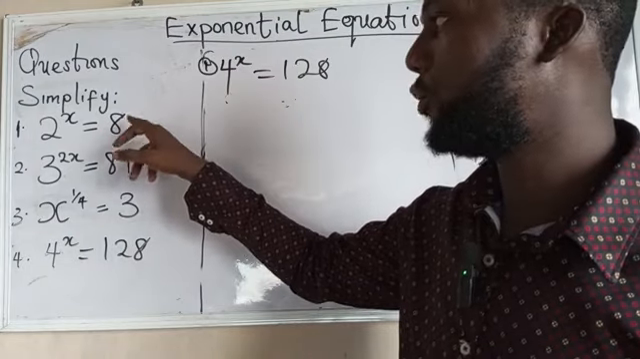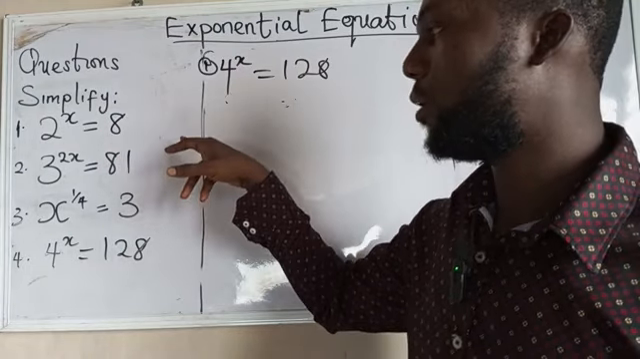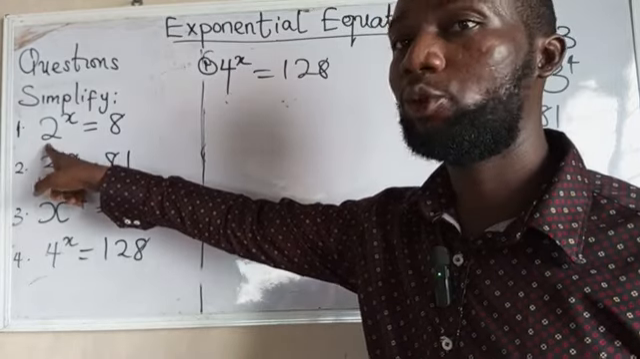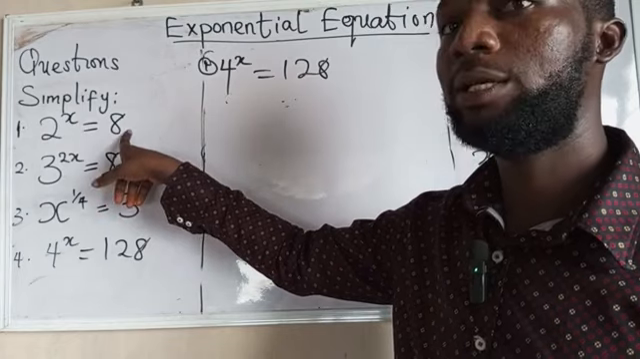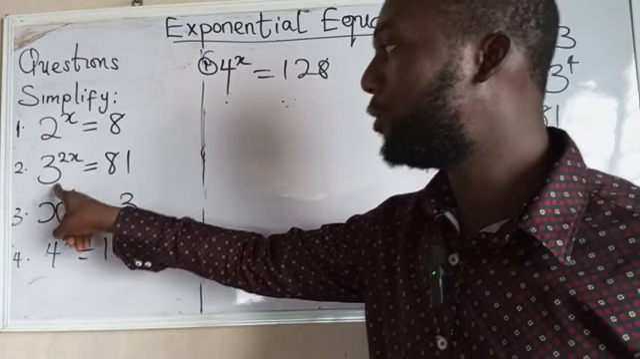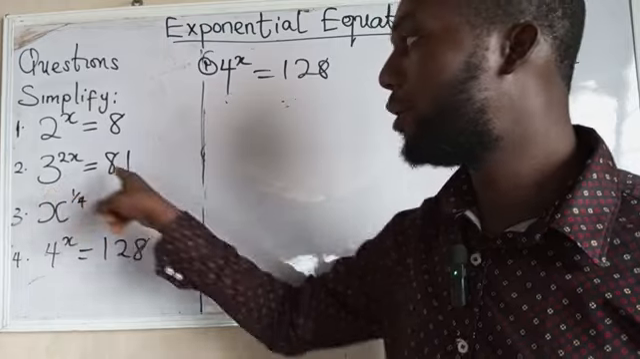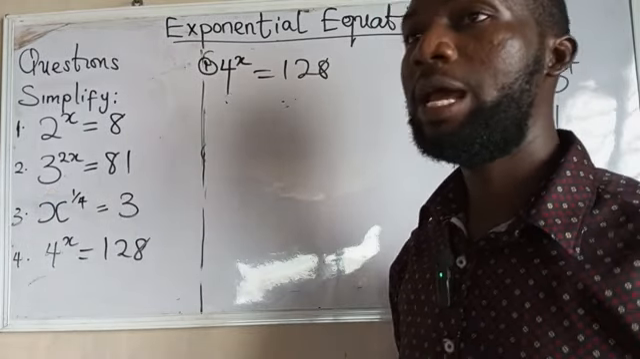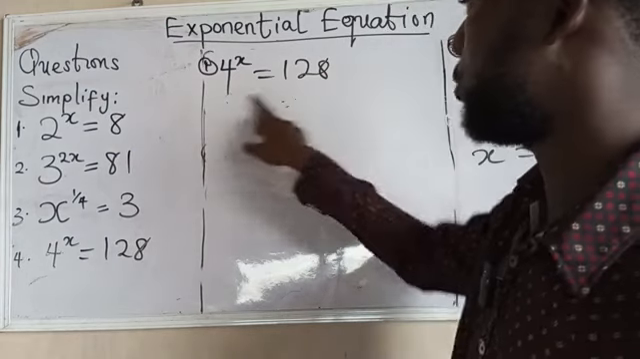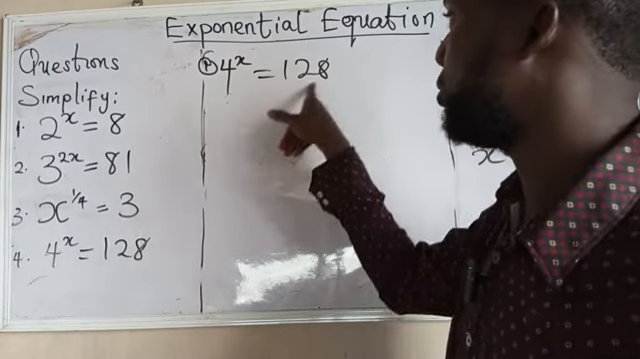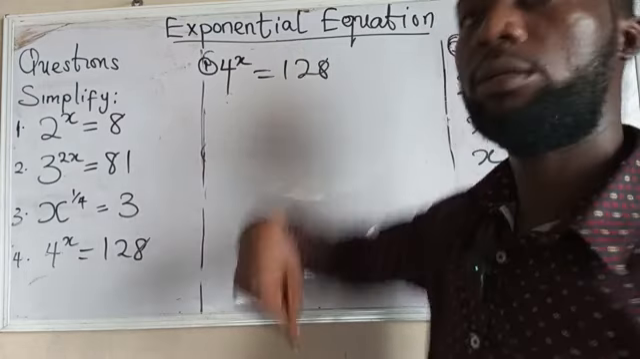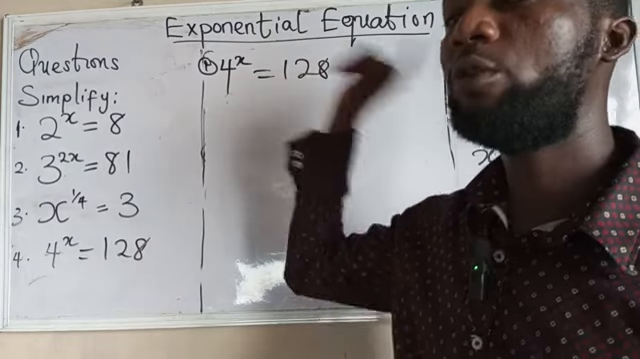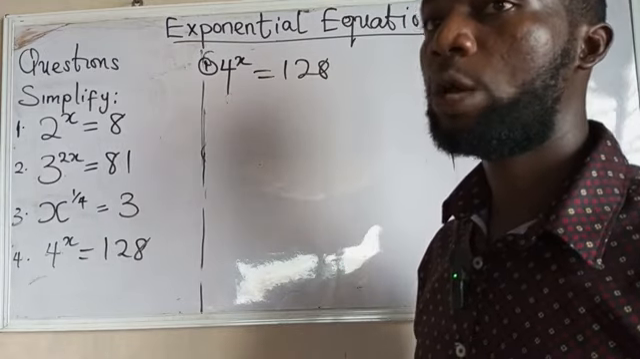Now, the method used for number 1 and number 2 was quite easy. Why? Because I know that the lowest common base is 2, so I can as well take this 8 to 2 raised to power something. I know that the lowest common base here is 3, so I can as well take 81 to 3 raised to power something, because my aim is to make sure that the bases are the same. Now in this case, what are we going to do? If I make this 4 raised to power something, automatically I will never get 4 raised to power something that will give me 128. So what are we going to do?